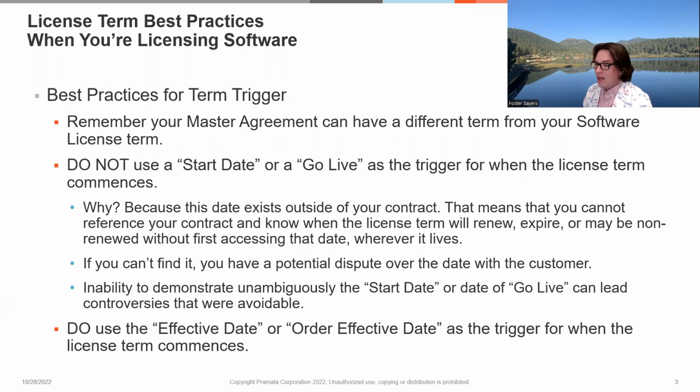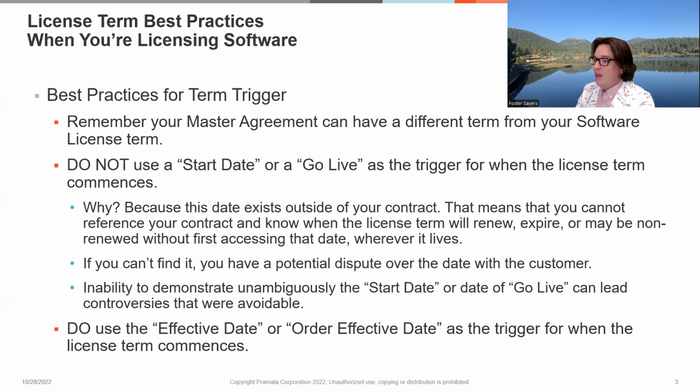So if you do not have your effective date or your order date as the trigger, then you want to rethink that. And when you rethink that, make sure that it is a very ascertainable date that will live within the executed contract. If you don't, you're going to set yourself up for disputes, confusion, and a tremendous difficulty in managing your commercial commitments and tracking them as it pertains to your software license terms.